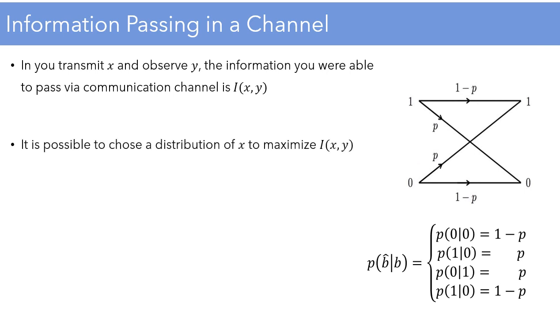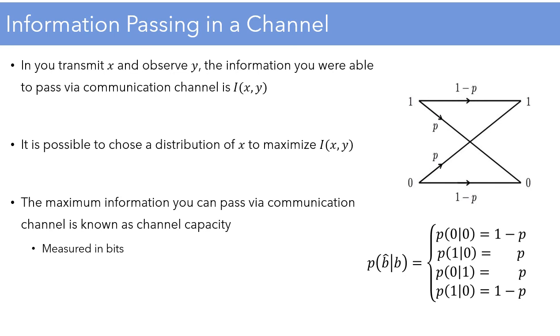So it is possible, although, to choose a distribution of X which maximizes I(X, Y). So remember we have to transmit some bits, but we can of course choose the symbols we are going to use. So in that case, you can possibly choose some kind of encoding such that the distribution of X is such that the mutual information between X and Y is maximum.